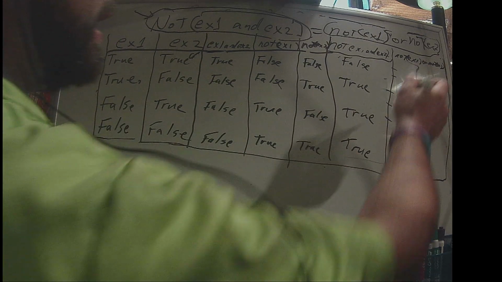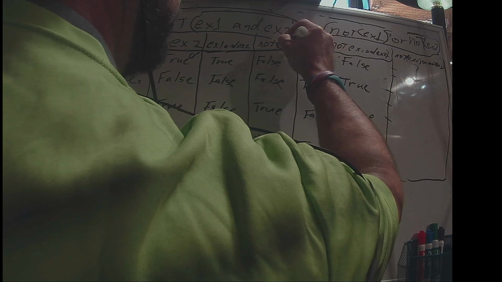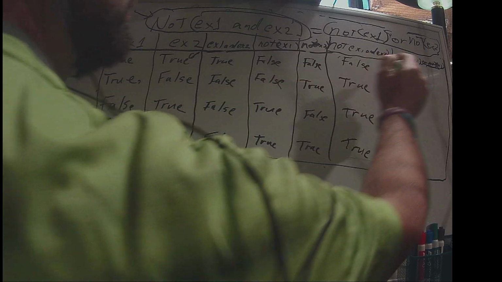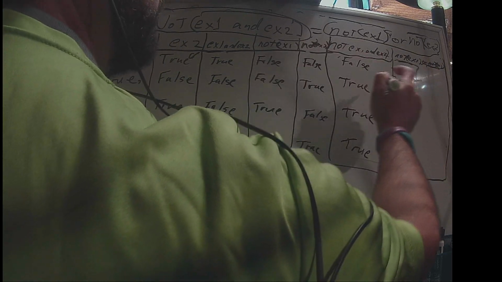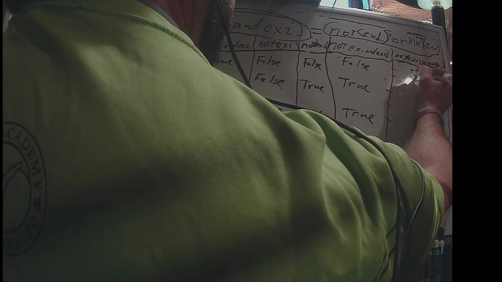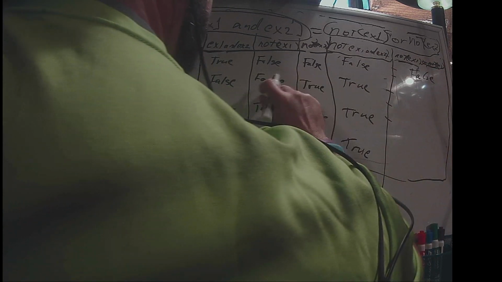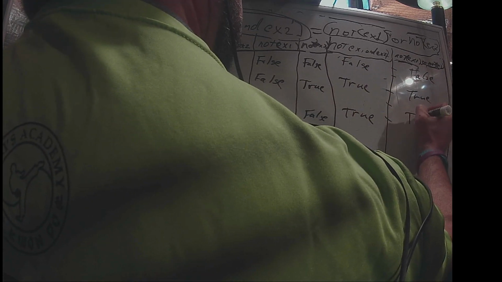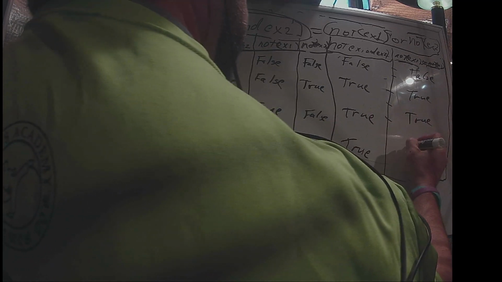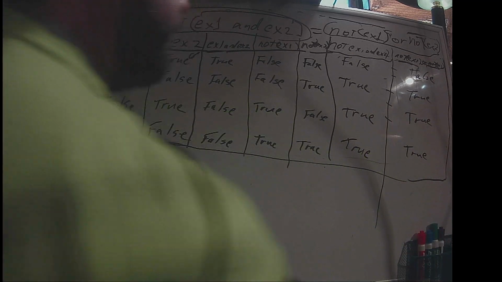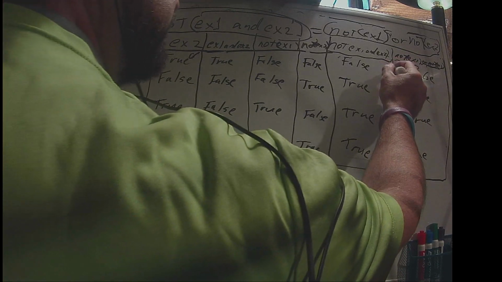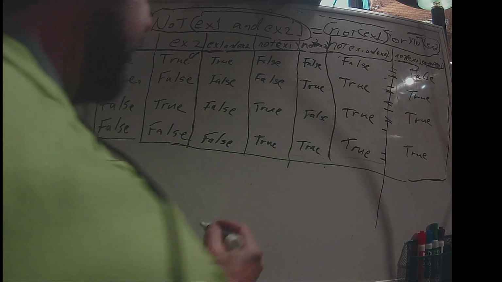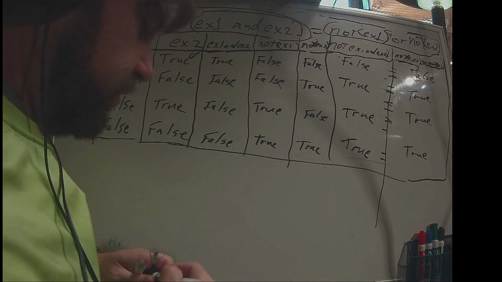Okay. And now this is this clause. So we want to look at these two columns, and if either one of these is true, we put a true. If they're both false, we put a false. So we start off with false or false is false. False or true is true. False or true is true. True or true is true. Okay? These two columns are identical, so that means that De Morgan's laws actually hold.